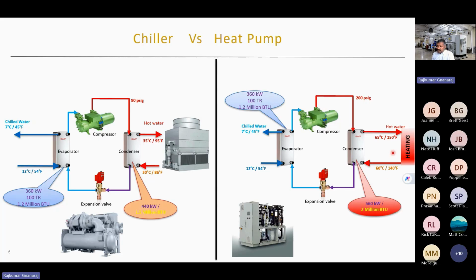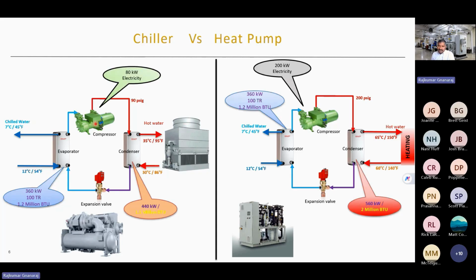If we use this heat for a specific building heating purpose or a process heating purpose, this equipment is called a heat pump, because we are making use of the heat from the condenser. Whereas in a chiller, whatever heat comes from the condenser is dumped to the atmosphere with the help of a cooling tower.